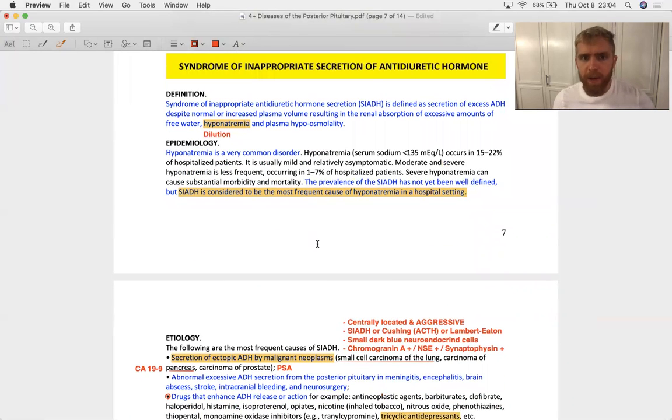Let's talk about SIADH, syndrome of inappropriate secretion of ADH. A lot of drugs give you this. We just said that if you don't have any ADH, then you're peeing out a lot of dilute urine. Now, if you've got too much antidiuretic hormone, then you're going to be holding on to all that water that you were peeing out in diabetes insipidus. So this is kind of the polar opposite of diabetes insipidus in a way.